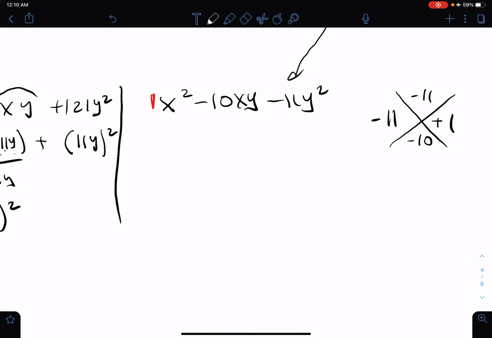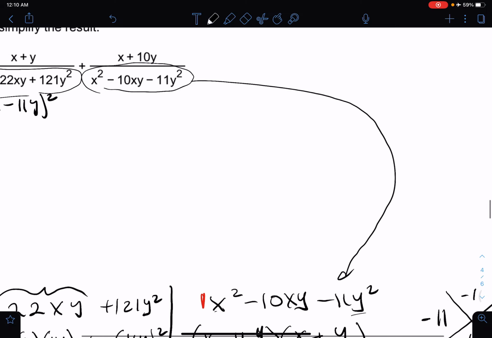So now, because of that little 1, we're able to just simply write down the answers. And remember, x times x is x squared, and y times y is y squared. So let's get our numbers in there. How about x minus 11y times the quantity x plus 1y? And so that's what that factors down to, x minus 11y times x plus 1y. So we're going to put that right here: x minus 11y times x plus y.